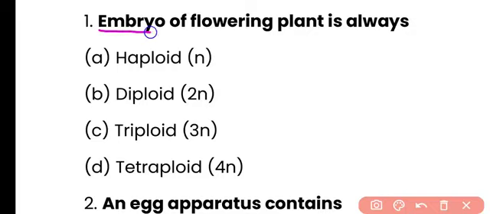Question number 1. Embryo of flowering plant is always haploid, diploid, triploid, tetraploid. Correct answer is option B. Embryo of flowering plant is always diploid in nature.